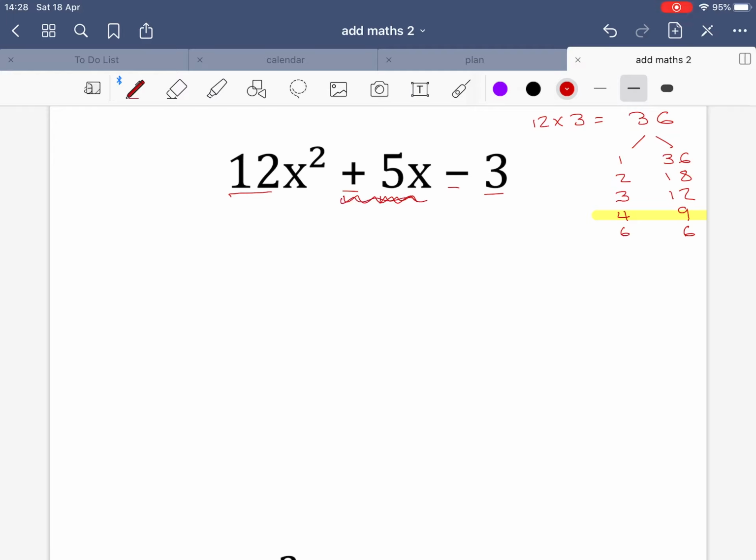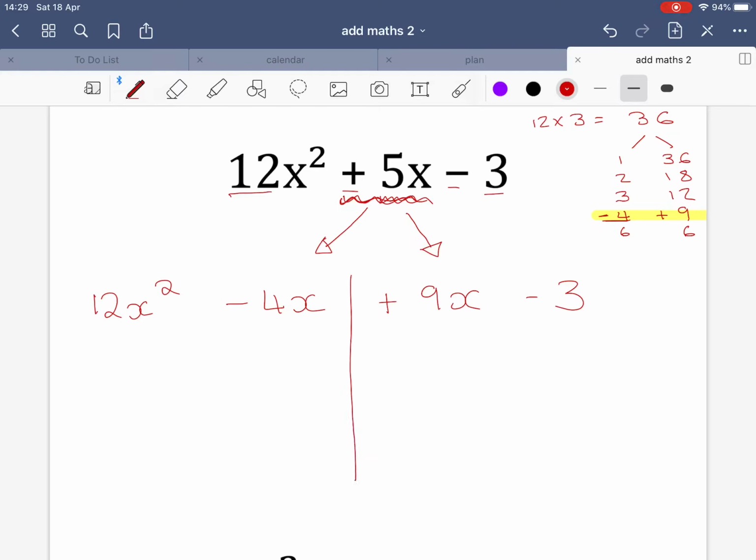But I need positive 5. So I would need to go positive 9, negative 4. If I did positive 4 take away 9, that would give me minus 5. So make sure you put your minuses and positives in at this stage so you don't get tripped up. So I want to split my 5x into -4x and 9x. So my 12x squared stays the same, and I've got minus 4x from my highlighted yellow answer here, and I've got positive 9x. So instead of 5x, I've got minus 4x add 9x, and the minus 3 stays the same.